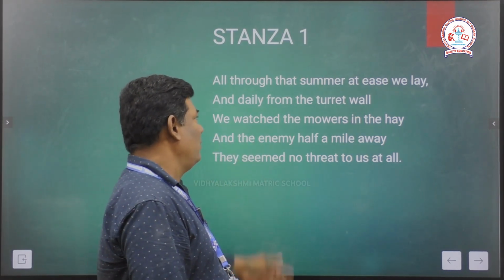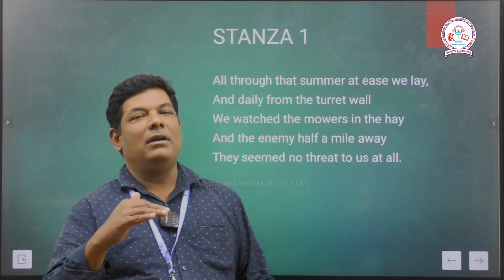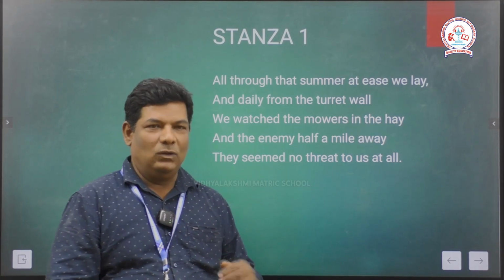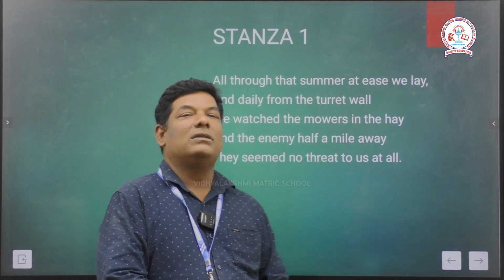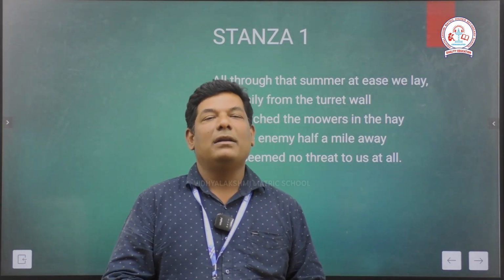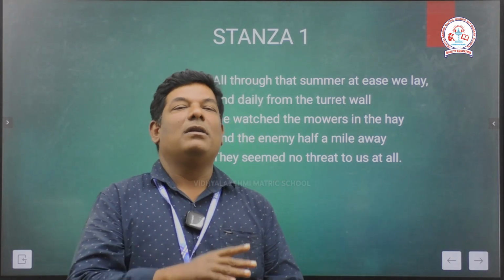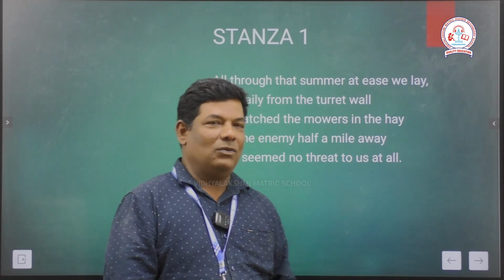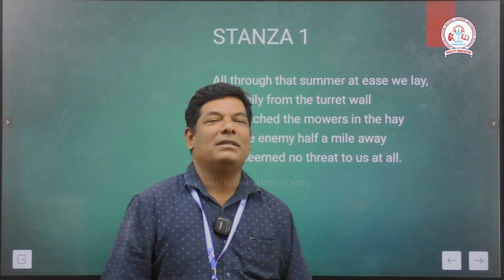And daily, every day, from the turret wall. Turret wall is nothing but a kind of tower which is constructed upon the castle, the fort. The soldiers watched the mowers in the hay. Mowers are nothing but the people who cut the grass and keep the level of the lawn to a particular height, just like you have seen in the football ground and cricket grounds. The hay is dried out grass.